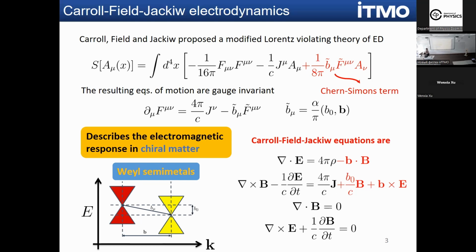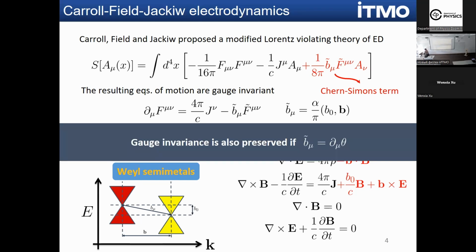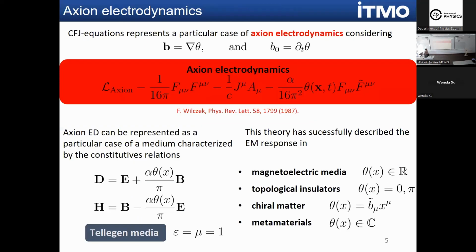Can we go to the discussion afterwards? Yes. Not only is gauge invariance preserved if the vector is constant, it is also preserved if it has this form, if it comes from the gradient of an axion, of a scalar field. So this is the connection of the CFJ equations to axion electrodynamics, when one considers that the components of the vector B actually come from the derivative of a scalar field theta.